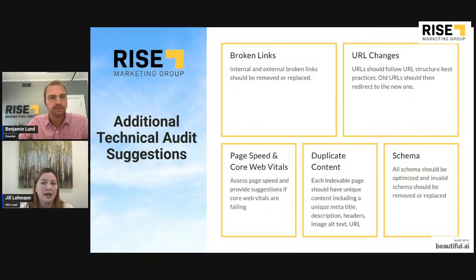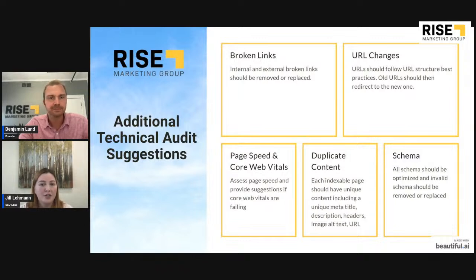Just ensuring that for optimal user experience, you're reviewing your page speed and making sure your core web vitals are not failing. There's a few tools you can use to review this, and you'll be able to troubleshoot any issues that are leading to a slower page speed or really poor user experience. Duplicate content, as mentioned before: each page should have unique content from the meta title to the description. They should all have unique URLs, unique headers, unique content. Each page should have its own purpose.